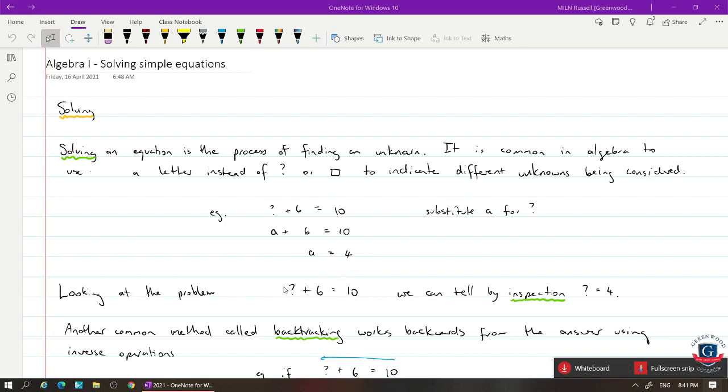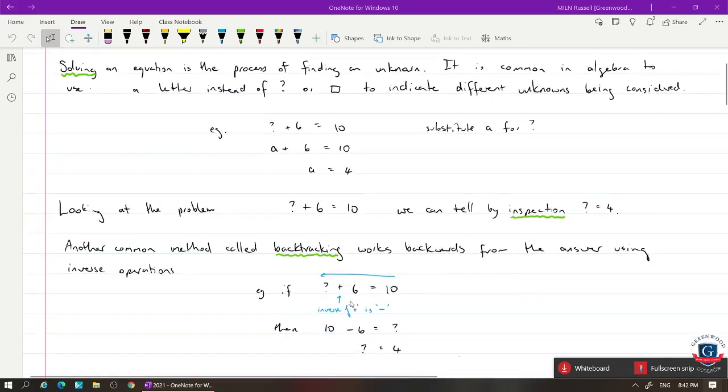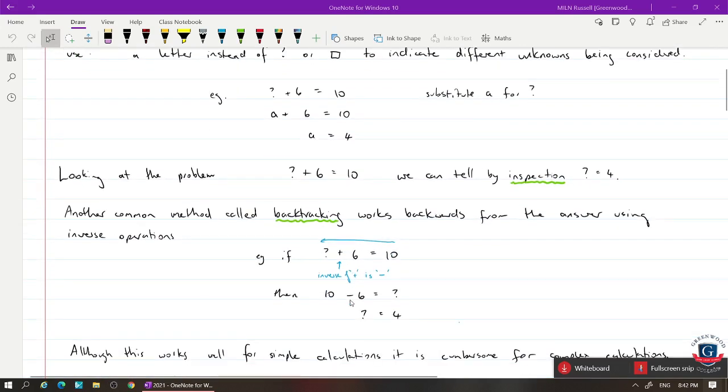So even though just by looking at this we can say that question mark plus 6 equals 10 and the question mark would be 4, we can use guess and check and sort of figure it out. But later on the problems get harder and we need a more formal method of doing it, and that more formal method is called algebra. Well, solving algebraic equations anyway. Now there is another way of doing it. We can do it with backtracking.